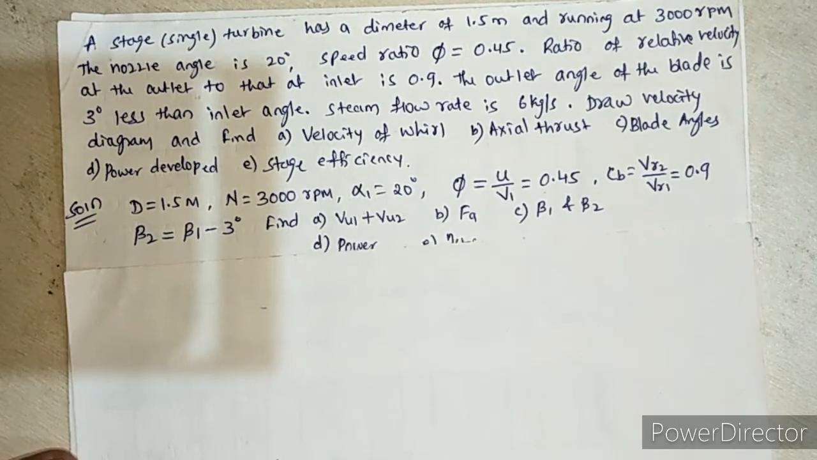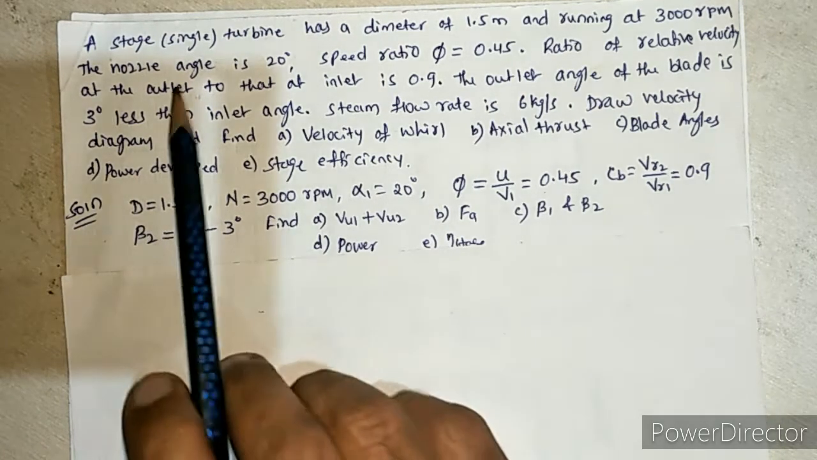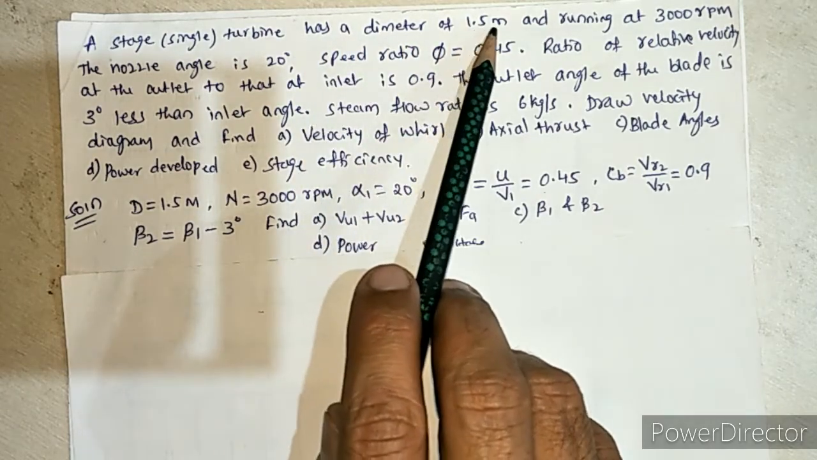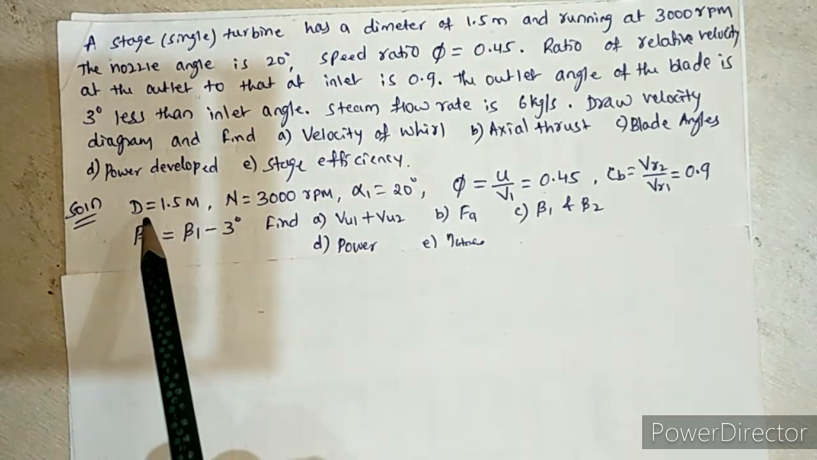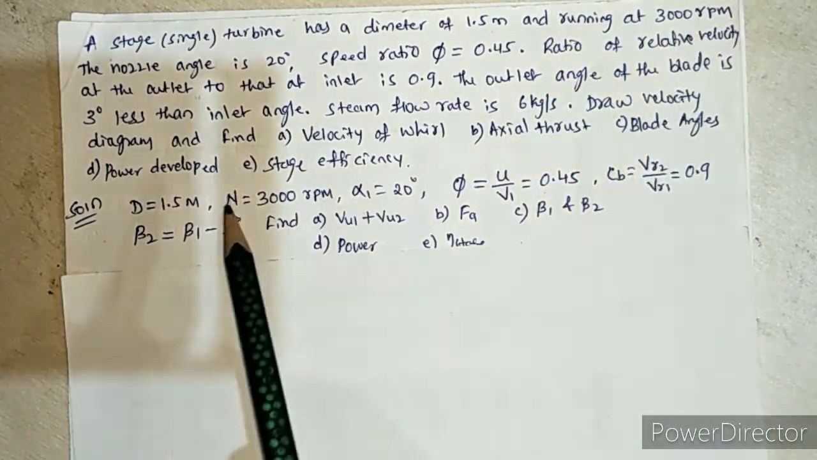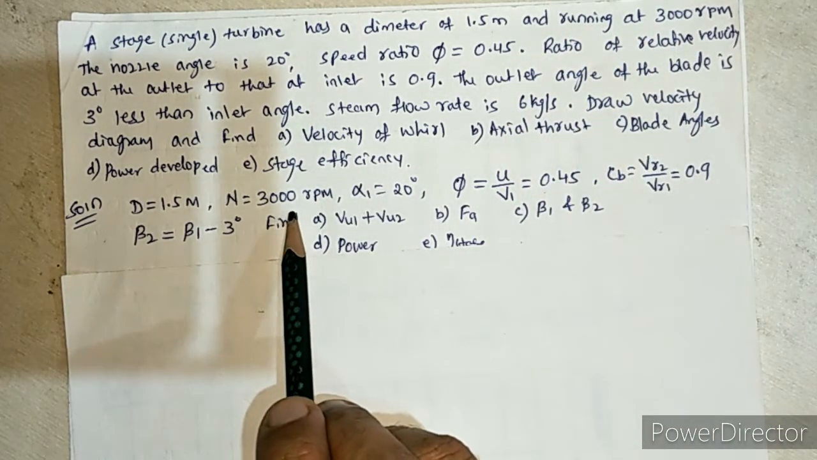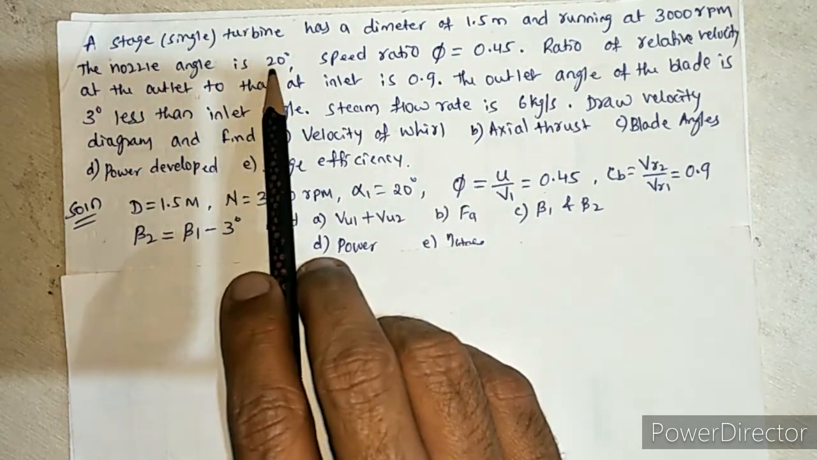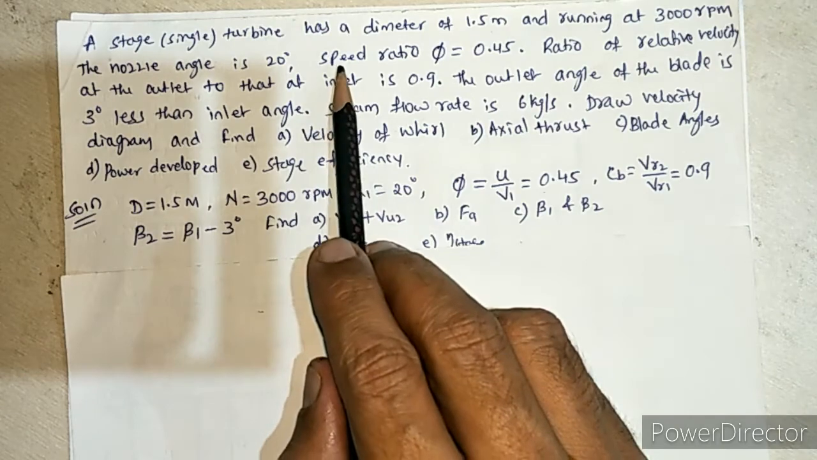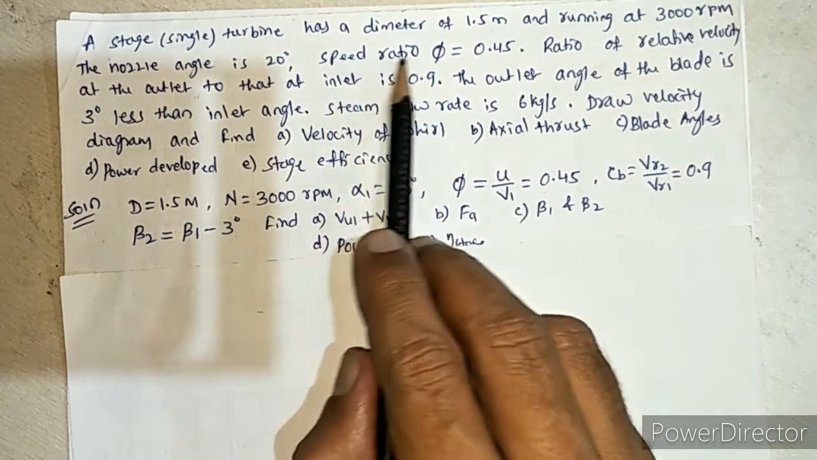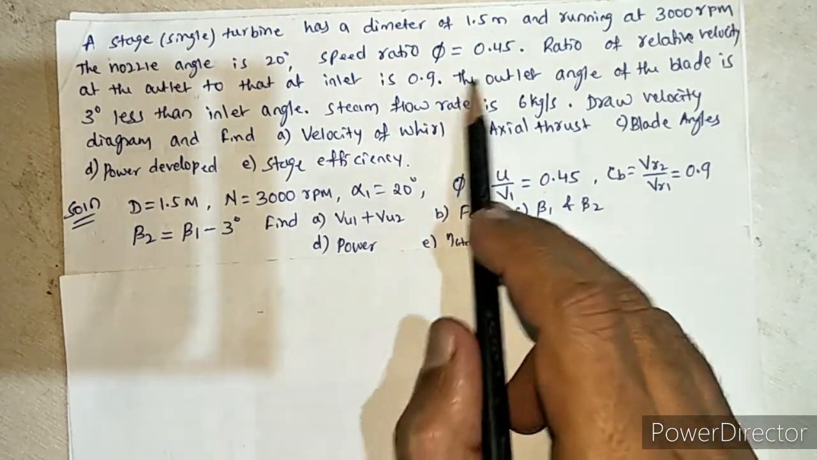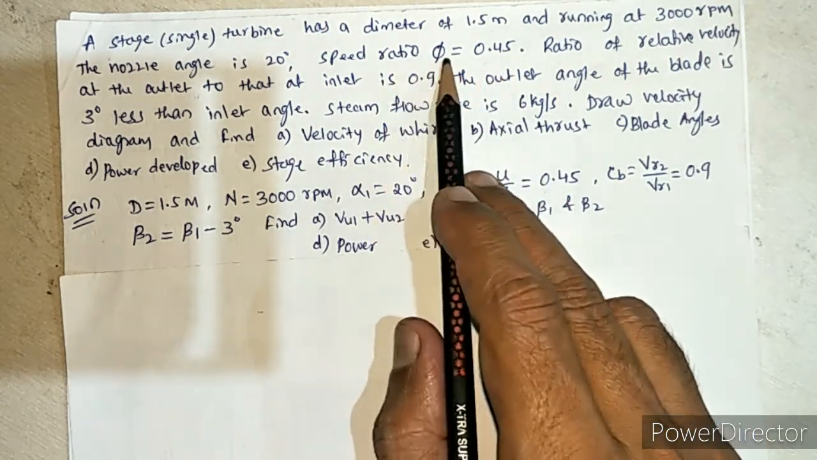I extracted the given data here, as you can see. It is a single stage turbine and it has a diameter of 1.5 meters, running at 3000 rpm. So N is 3000 rpm. Nozzle angle is 20 degrees, so alpha 1 is equal to 20 degrees. Speed ratio phi is equal to 0.45.